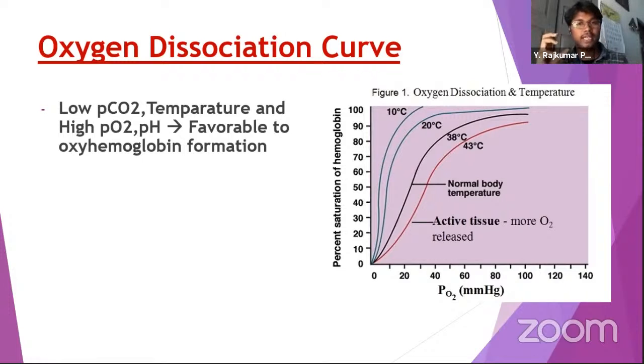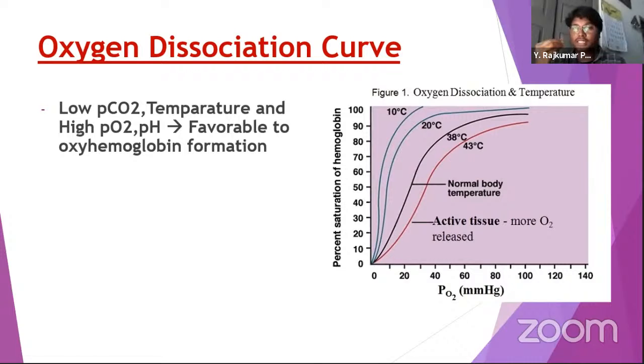Okay, so at what conditions does oxygen bind with the hemoglobin, and at what conditions does oxygen dissociate from the hemoglobin? These are the two situations that we need to learn. What are the favorable and unfavorable situations? According to the favorable and unfavorable situations of saturation of oxygen, the oxygen dissociation curve is made. We will see with the help of graphical representation what the favorable conditions for oxyhemoglobin formation are.